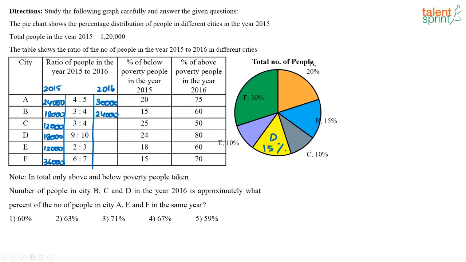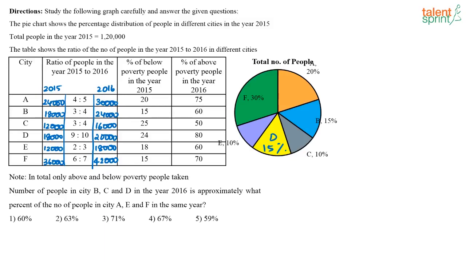Now, how many people will be there in 2016? See, 12,000 in the ratio 3:4 means this has to be 16,000. Here again, 18,000 ratio 9:10 means this has to be 20,000. See, some of these values we calculated in the previous question itself. You might not have to write down all this again like how I do. Now here 12,000 means this has to be 18,000, right? 2:3. 36,000 is to 42,000, right? 6:7, 42,000. So these will be the numbers.